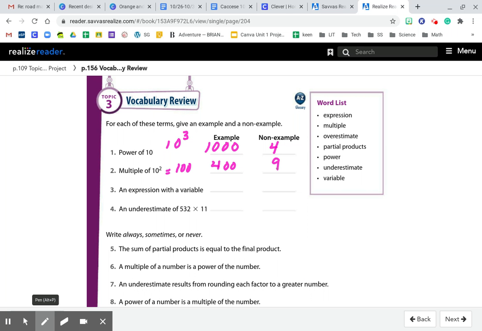An expression with a variable. A variable is a letter. So 6 plus n is a variable. 6 plus 4 is not a variable. There's no letters in there.